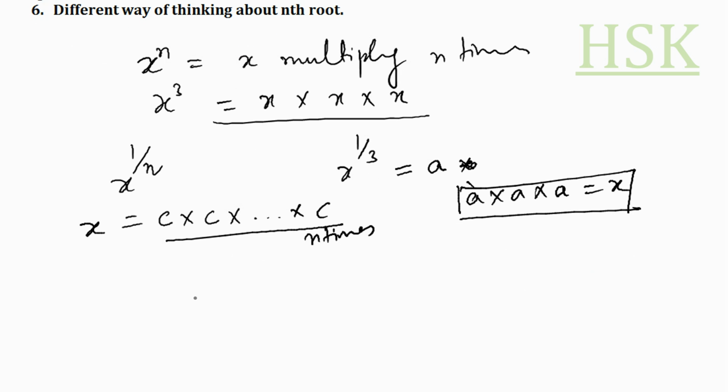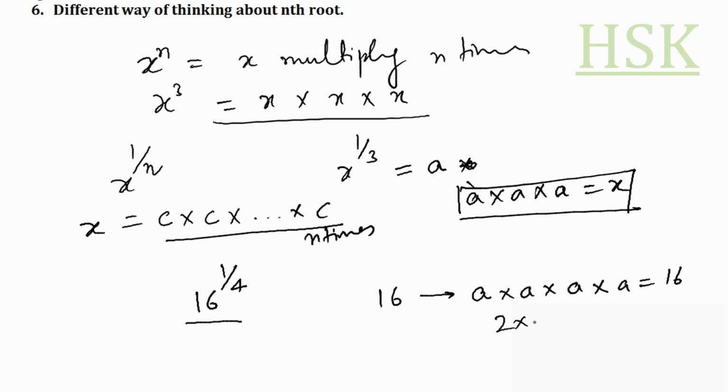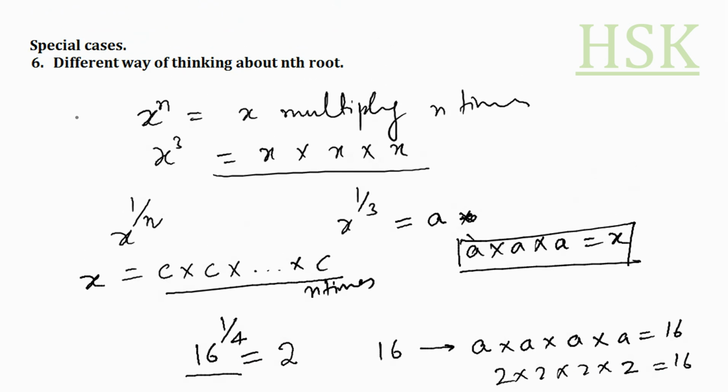For example, if I have 16 to the power of 1 by 4, this means we have to break 16 into a number, for example a, which is going to multiply 4 times to give me 16. And we know that 2 into 2 into 2 into 2, 4 times, is equal to 16. Therefore, the fourth root of 16 is equal to 2. So this is a different way of thinking about the nth root. These were the special cases. Now you're ready to solve the problems related to laws of indices.